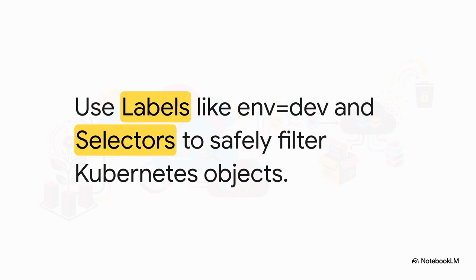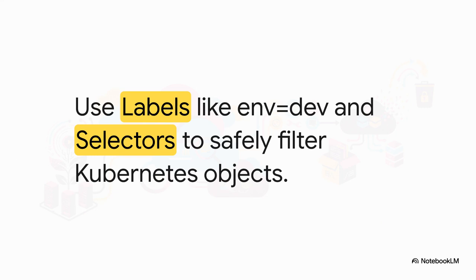Now, this massive mistake happened for one simple reason: a total lack of proper identification. The solution in Kubernetes, and really in cloud platforms like AWS in general, is using labels and selectors. Labels are explicit key-value pairs that you just attach to your resources. For example, you tag a pod with env equals dev for development or env equals prod for production.